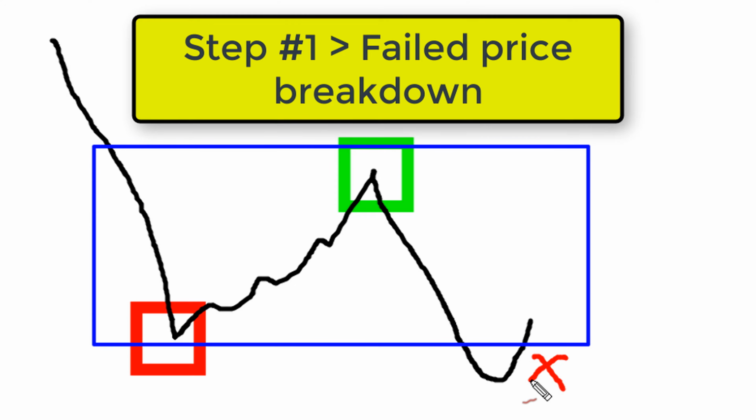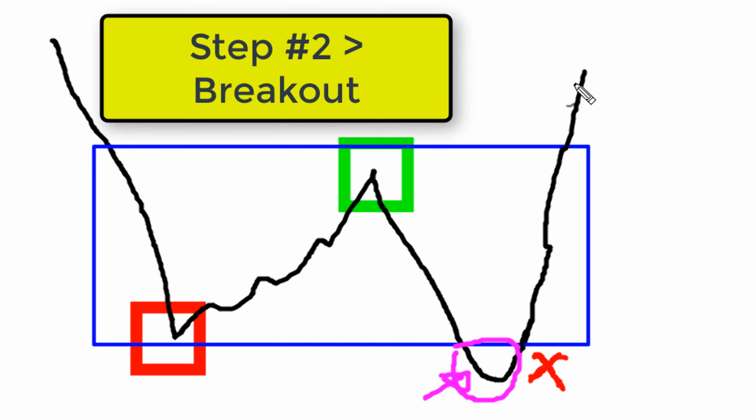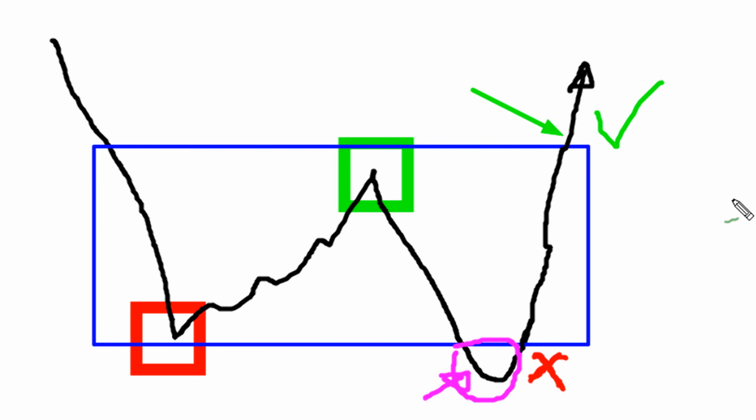This failed breakdown is very important because it means you've run out of energy, and it also means weak hands have been flushed out. And don't forget that the manipulators of the instrument, this is where they make their entry right here. So this failed breakdown attempt is step number one and is a bullish sign. Step number two, wait for a breakout above the prior high of your base formation. In other words, this is step number two and this is your entry.